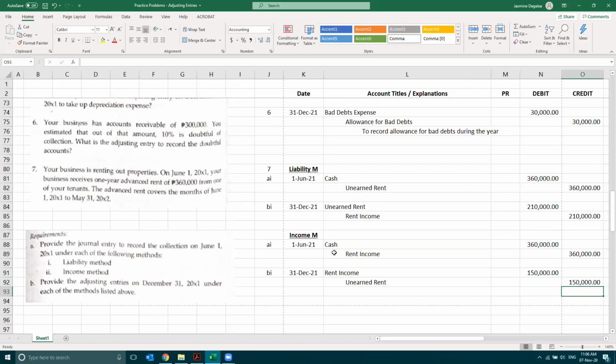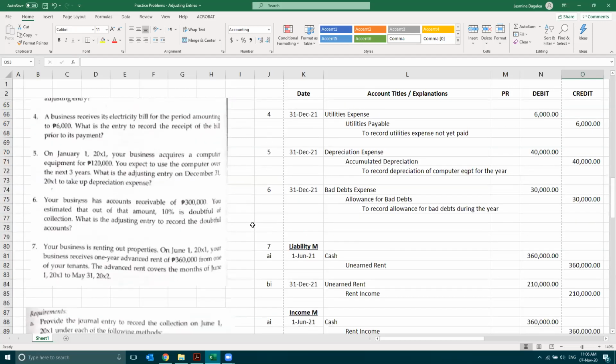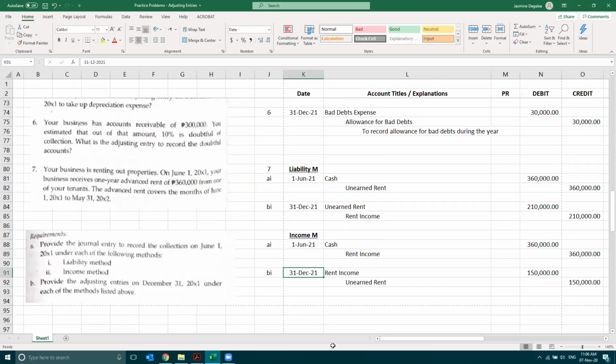So, ganun lang. I-review nyo lang to, then may natira pa ata dito, i-short quiz ko na lang. Baka mas mahirap na yung mga nasa baba, ma'am. Hindi yan mahirap, same lang yan. Yan. So, okay na? I-post ko na lang yun as short quiz lang.